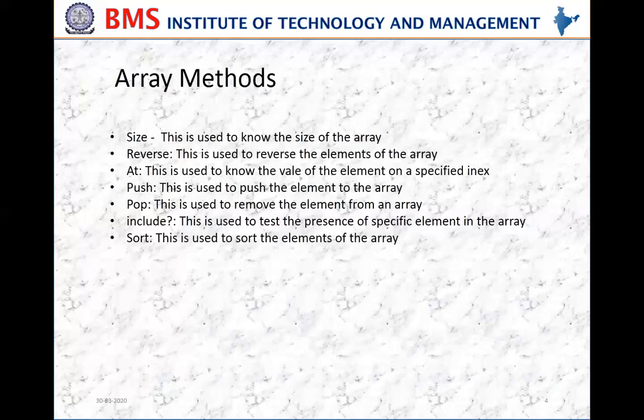You know the typical operations of push and pop. So pop is used to remove the element which was inserted last into an array. Include is used to test the presence of a specific element in the array. If the element is available in the array, it displays true. If it is not available, it displays false. Next, we have a sort method. This is used to sort the elements of the array. Is this clear? There are a lot of methods available. You can explore them on Google.